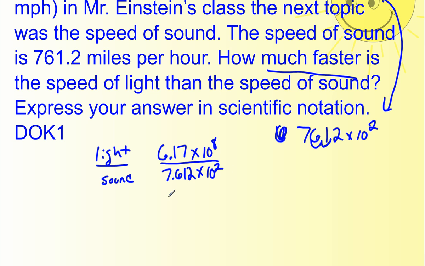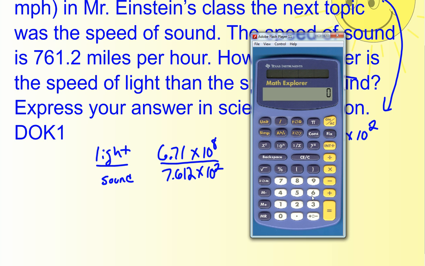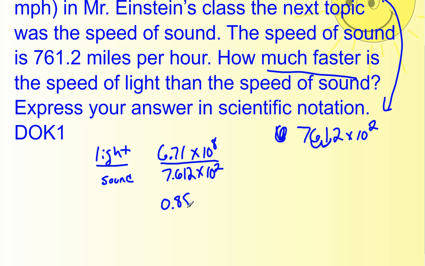So let's see. So we're going to divide. And actually, I lied. I don't want to leave it the way I have it. I want to do it right. I'm not going to be lazy. And I'm going to divide. So I'm going to take, clear, 6.71 divided by 7.612, 0.88 times, all right, this guy goes up top, becomes 10 to the negative 2, and I add the exponents, giving me 10 to the 6th.